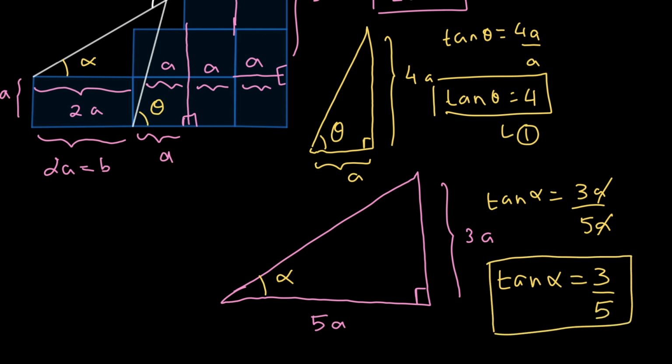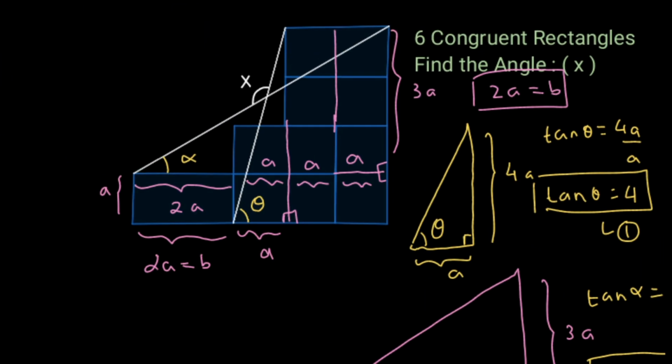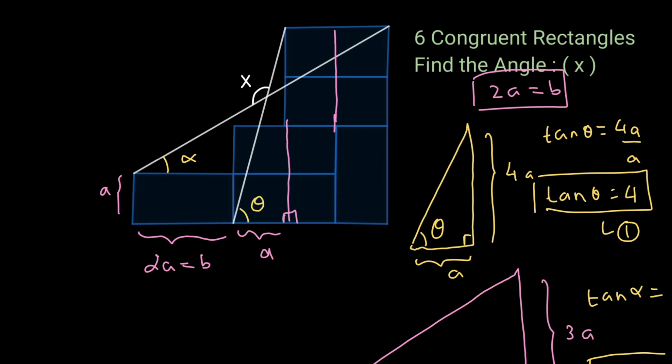Okay, so keep this thing as it is and let it be equation number 2. Now concentrate back on the diagram. So first of all, let me just remove the markings of these side lengths because now it's time to play around with the angles. So now look carefully.